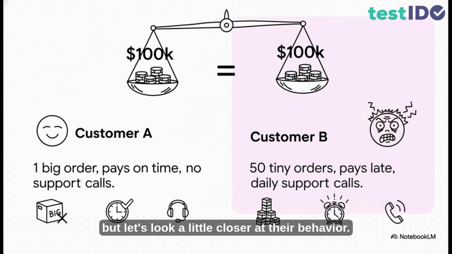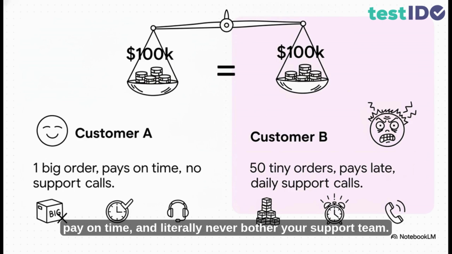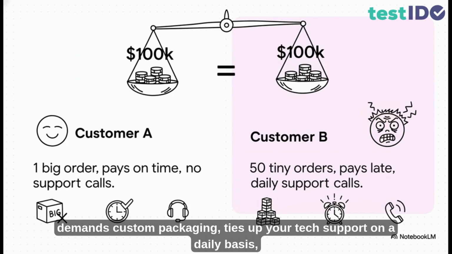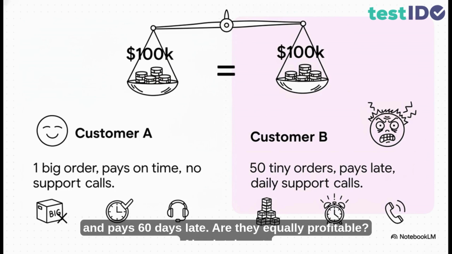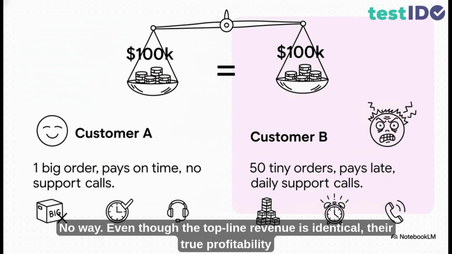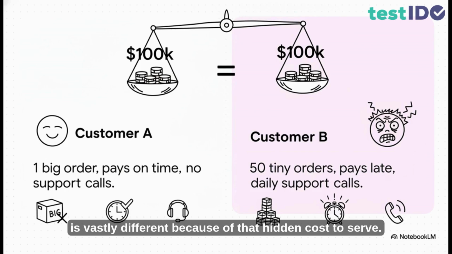But let's look a little closer at their behavior. Customer A, they place one big, simple order a month, pay on time, and literally never bother your support team. Customer B, on the other hand, places 50 tiny, complicated orders, demands custom packaging, ties up your tech support on a daily basis, and pays 60 days late. Are they equally profitable? Absolutely not. No way. Even though the top-line revenue is identical, their true profitability is vastly different because of that hidden cost to serve.